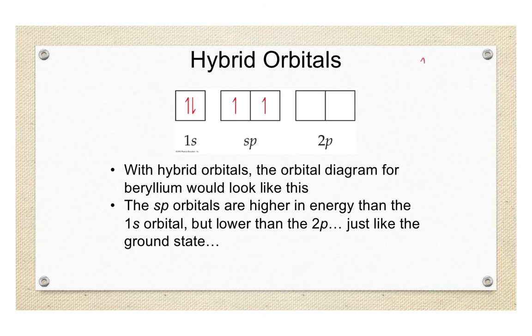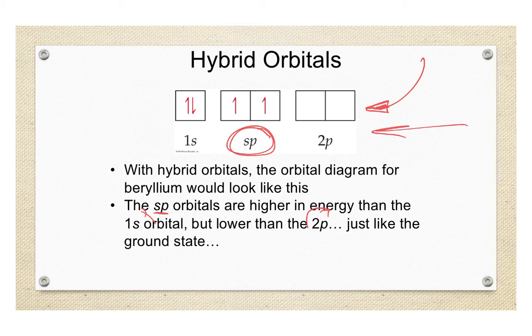If we wanted to write an electron configuration for this, what would it look like? Well, the sp orbitals are higher in energy than the 1s, but they're lower than the 2p. So we would just create our sp orbital right there in the middle. You will never ever be asked to write an electron configuration.